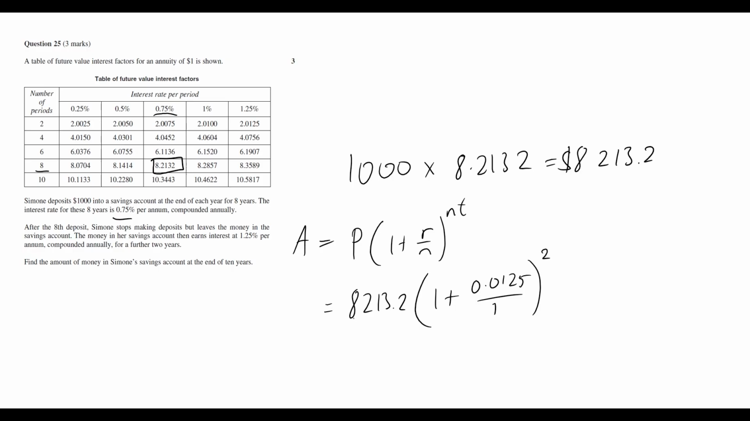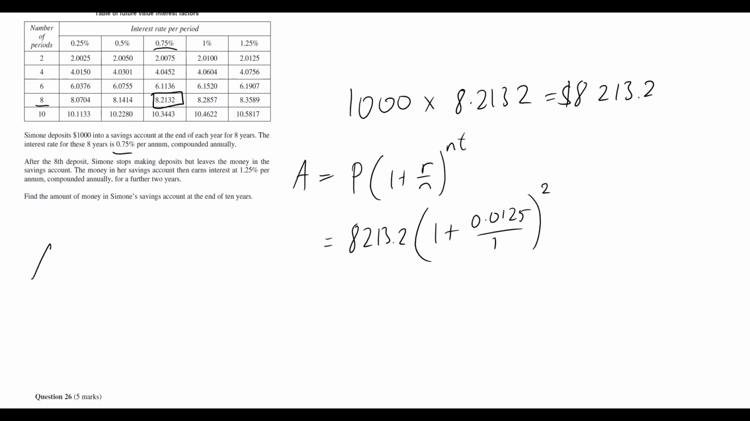So all we need to do now is chuck that into a calculator, and then we find that the amount of money in Simone's savings account at the end of 10 years is going to be equal to $8,419.81. And there we are. So that's question 25. Moving on to question 26 now.